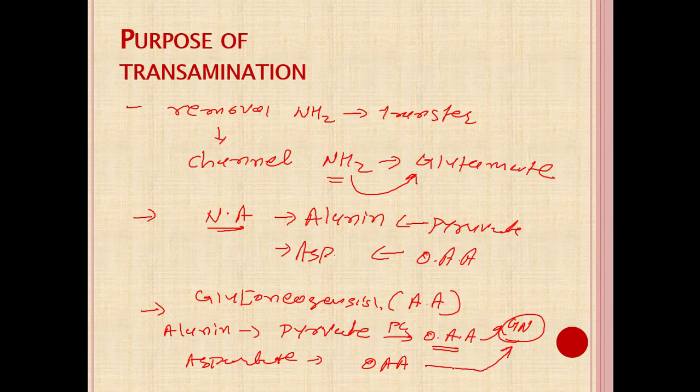So basically, mainly three purposes: first, channel the ammonia group to the glutamate; second, synthesis of the non-essential amino acid; and third, it is required for gluconeogenesis. Means glucogenic amino acids, through transamination, provide the substrate for gluconeogenesis.